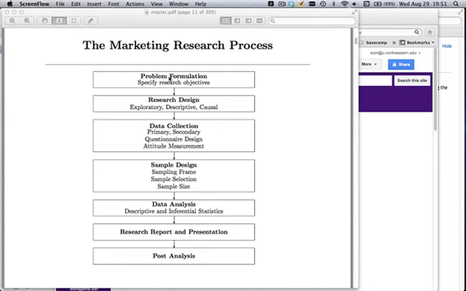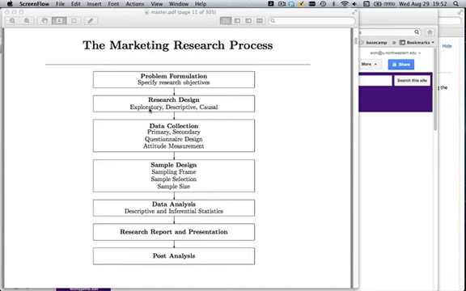Defining the problem really amounts to you identifying what decision you are trying to make, and then what information you need to help you make that decision. So once you've figured out, here's the information I need to make my decision, the next step is to choose a general research approach.